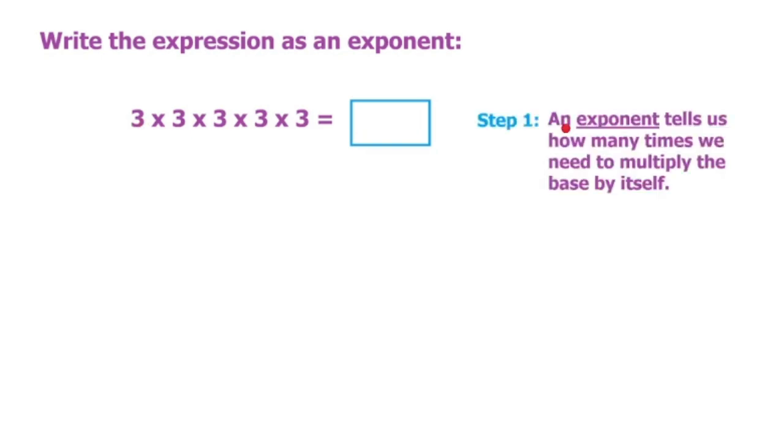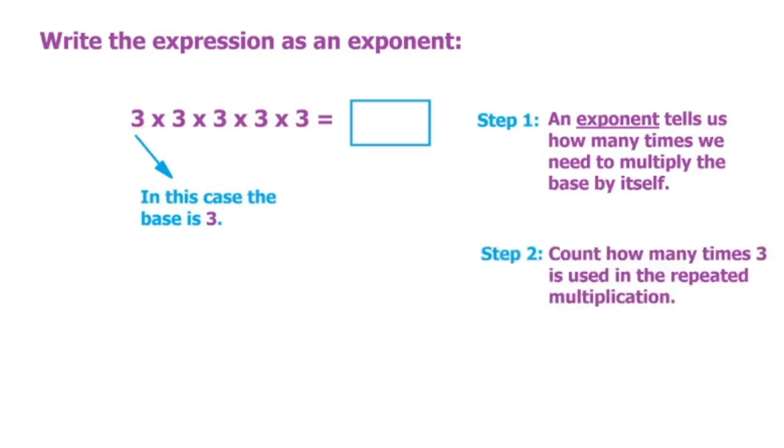Now the first thing to do is understand exponents. An exponent tells us how many times we need to multiply the base by itself. So in this case, 3 is the base. This is called the base. And now the next step is we count how many times 3 is used in the repeated multiplication. An exponent just tells us how many times we need to repeat the multiplication.